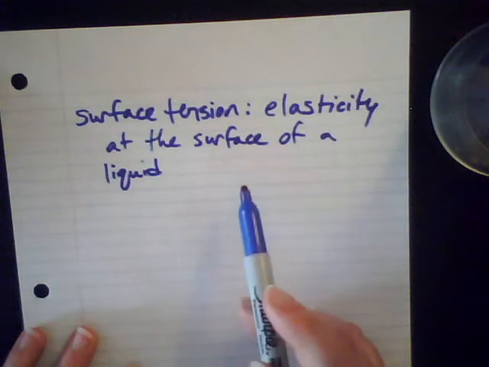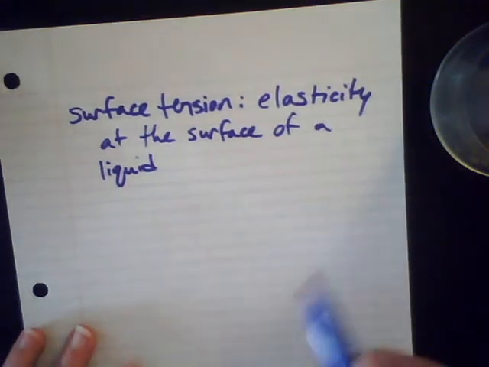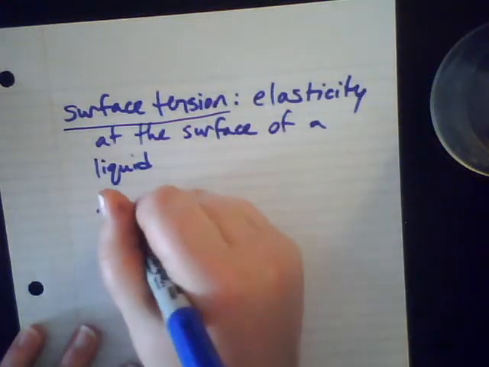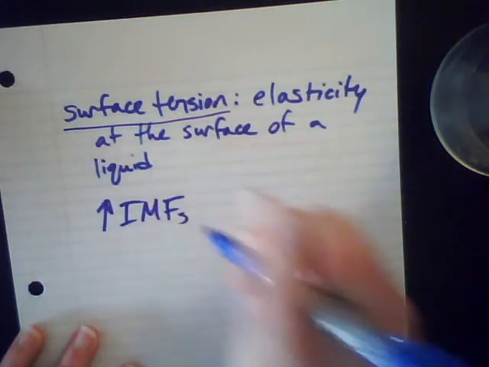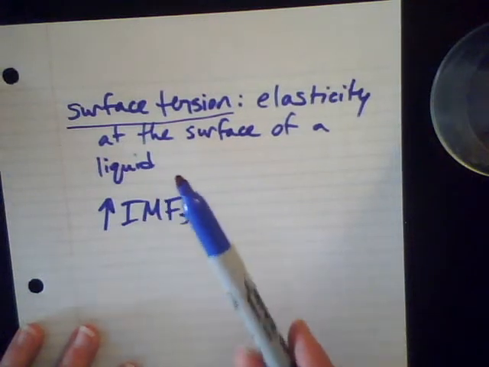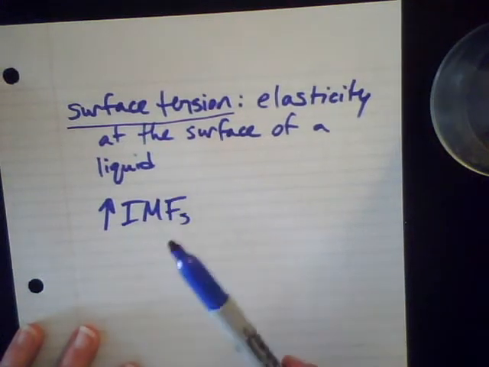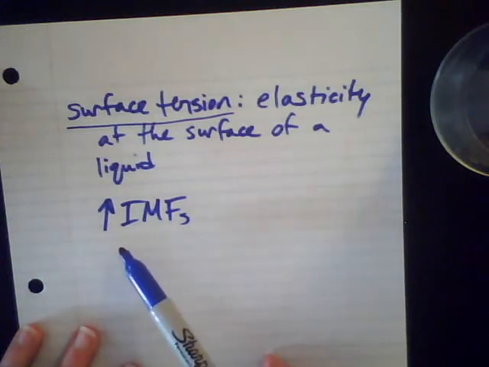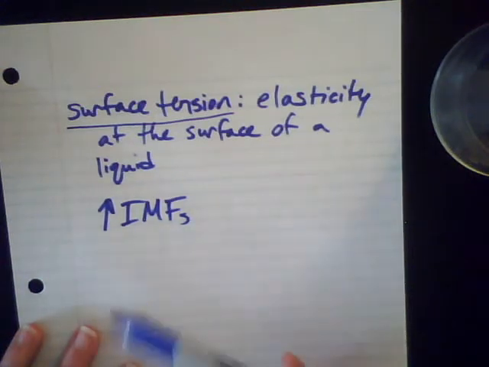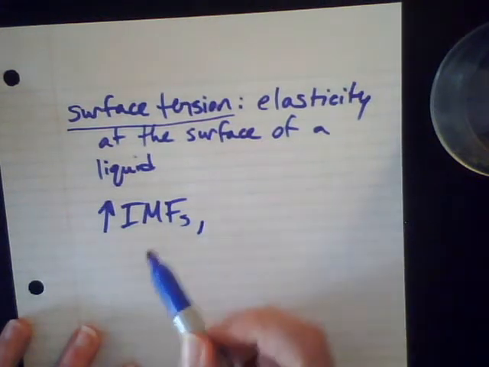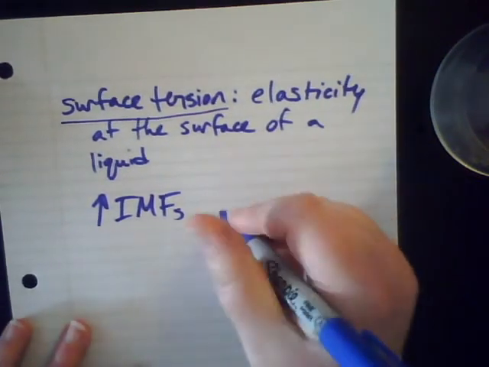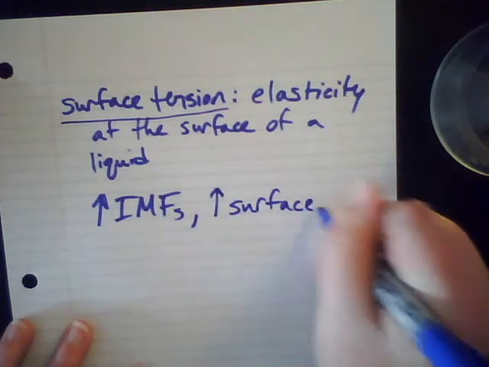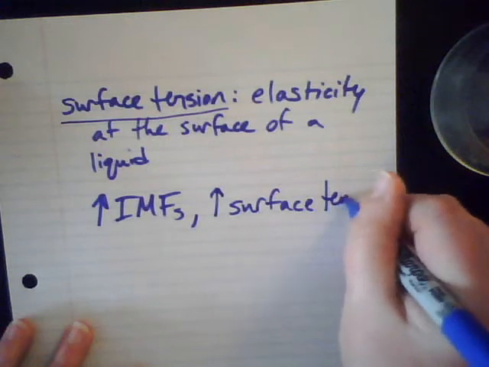Okay, and we can picture this with water particularly, but let's think about this in terms of IMFs. So here's my surface tension. If I increase the strength of my IMFs, do you think that's going to increase or decrease surface tension? So am I more likely to have a stronger surface tension if I have greater IMFs or lesser IMFs? And hopefully you're saying greater. If you increase the attraction between the particles, then you're increasing the surface tension. You're increasing how much it's attracted to itself.